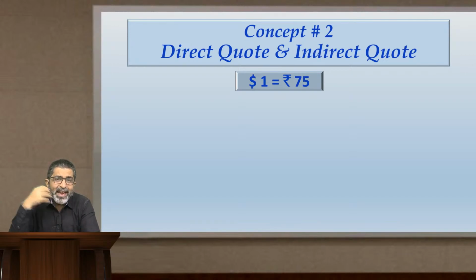So, what is the intention of putting forward this kind of quote? The objective of putting forward this kind of quote is, if you are buying or selling dollars, the applicable rate for that dollar is rupees 75. That means the price is quoted for a unit of dollar. That means dollar is behaving like a commodity. Now, what do we mean by dollar behaving like a commodity?